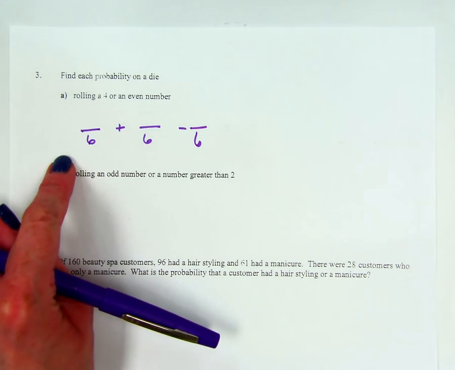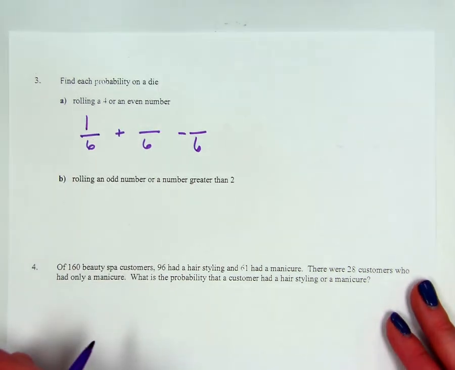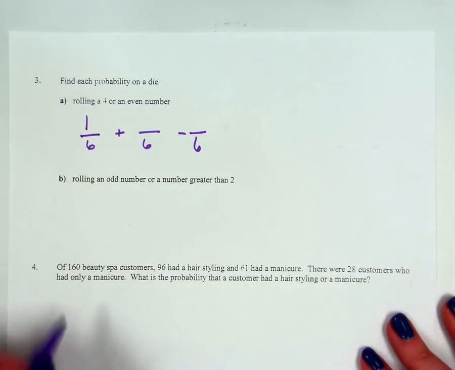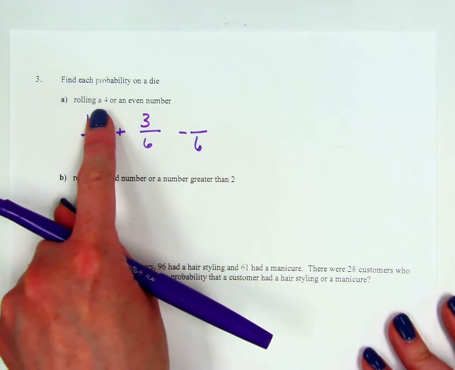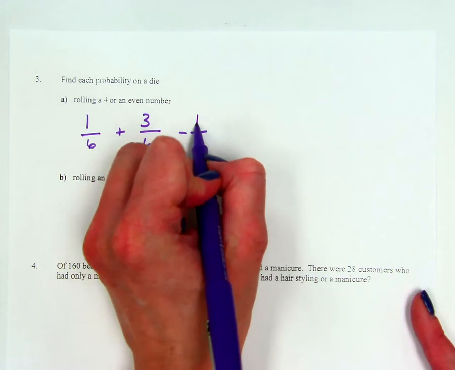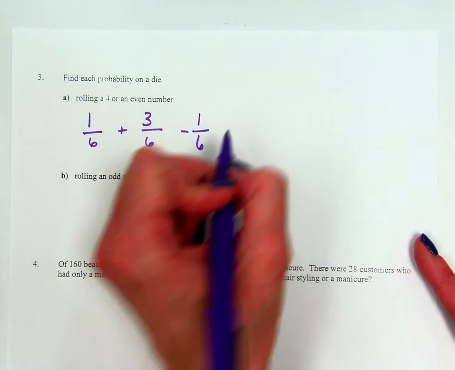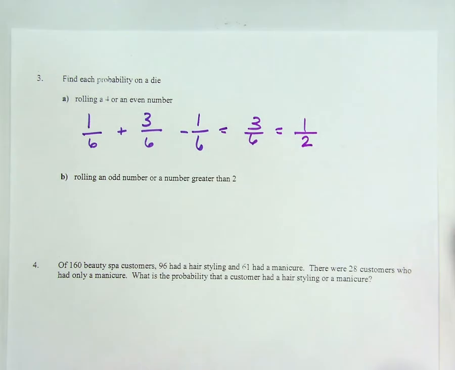So rolling a 4, only one out of the 6 is going to be a 4. Even numbers on our die is going to be a 2, 4, and 6. So that's going to be 3 options. And then it says the probability of both rolling a 4 or an even number. So a 4 is an even number, so that's 1 of 6. So that gives us 3/6, which is going to reduce down to 1/2.